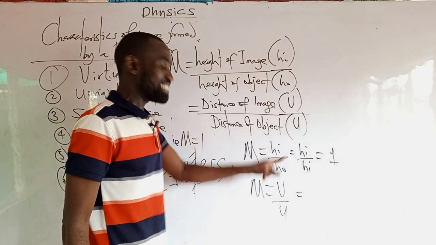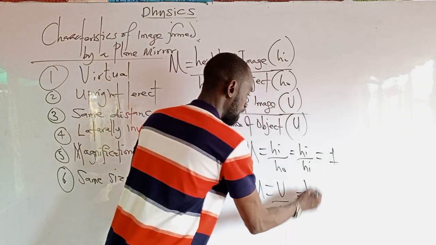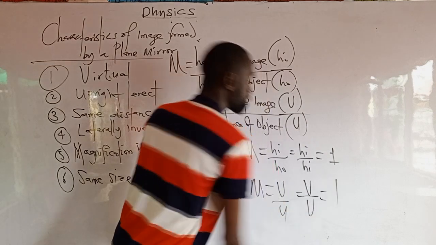What happens in a plane mirror? Image distance is the same as object distance. I can equally say V over U. So we get 1.